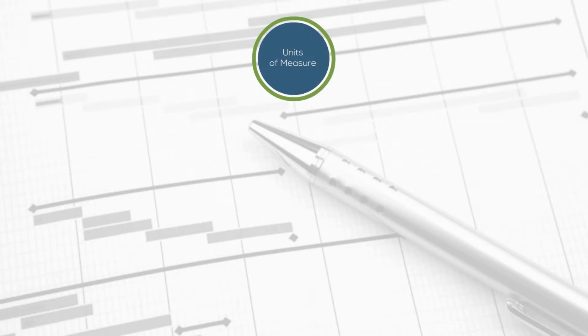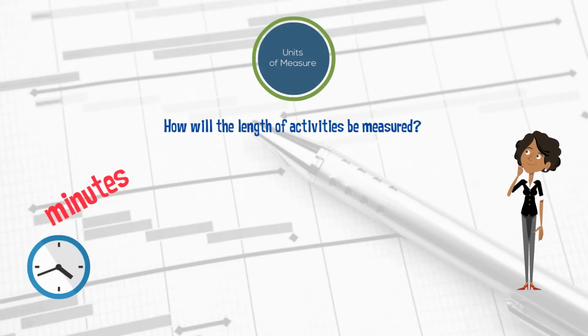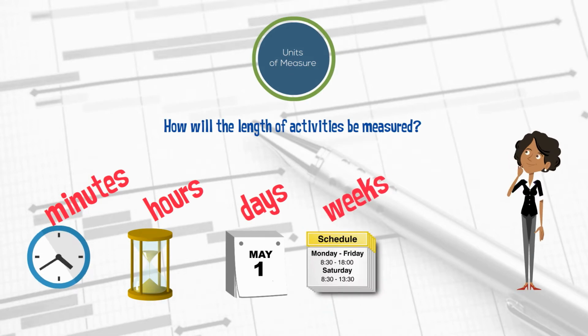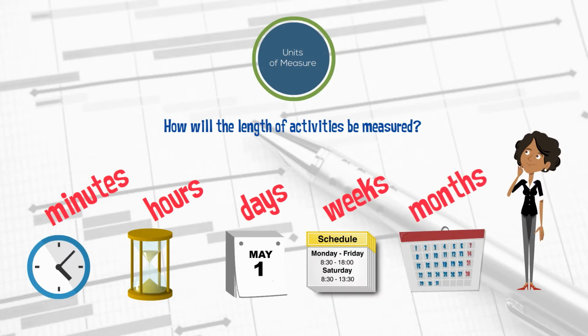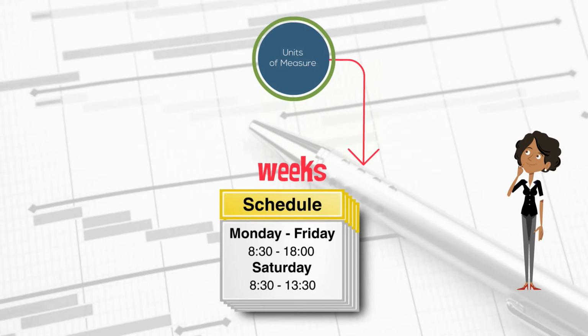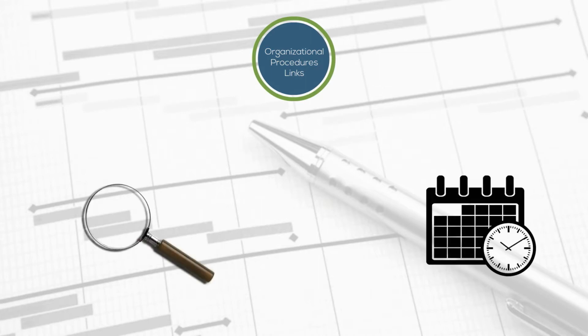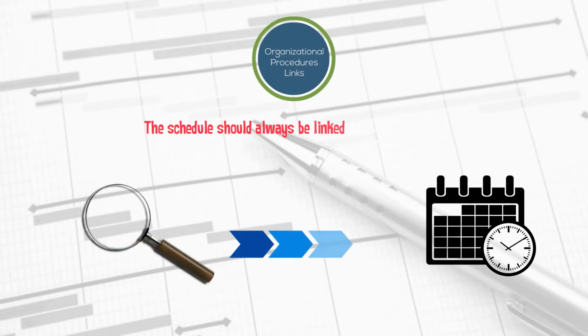Units of measure. How will the length of activities be measured? In minutes, hours, days, weeks, or months? This identifies the desired unit of measure that will be used. Organizational procedures links. These act as a reminder that the schedule should always be linked back to the scope.